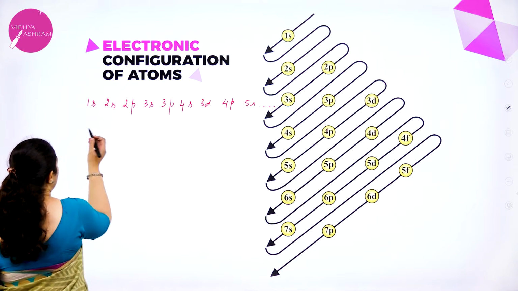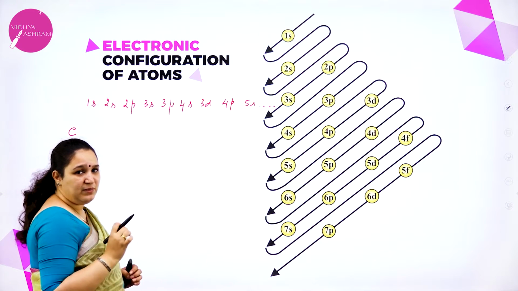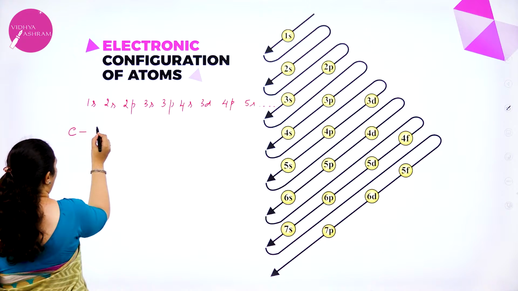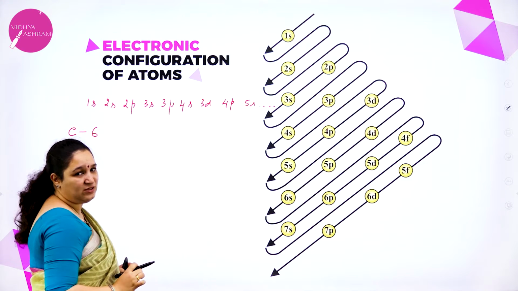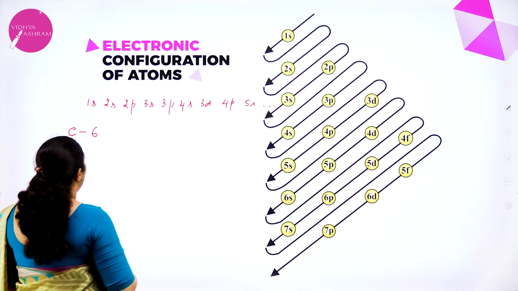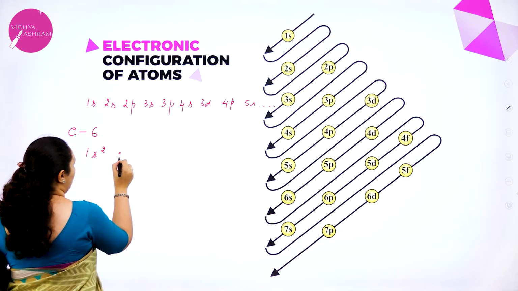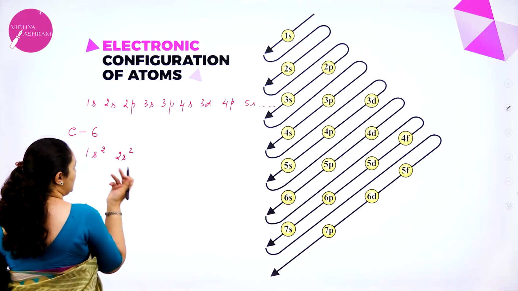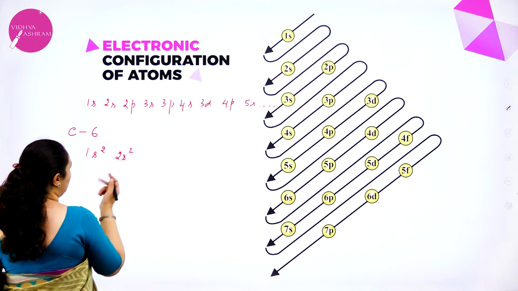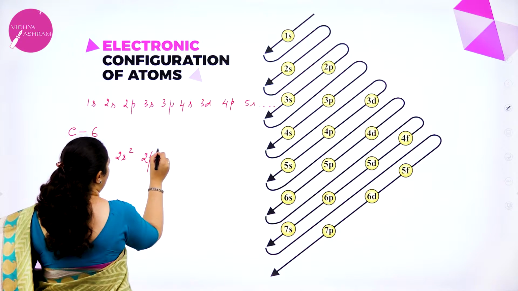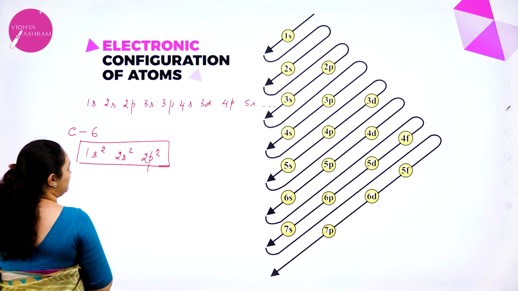For example, I'll take carbon. Carbon has the atomic number 6, correct? That means it has 6 electrons. So how do I write? I write it as 1s2, 2s2, 2 because the s orbital can take only 2 electrons. Out of 6, 2 plus 2, 4 I have written. So 2 more are remaining, which will go to 2p. So it is 2p2. This is the electronic configuration of carbon.